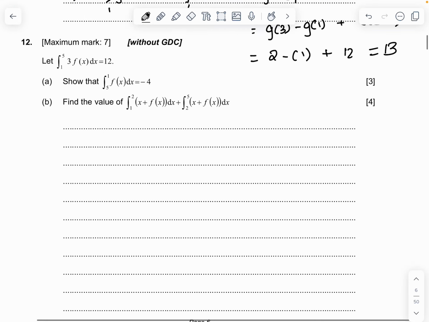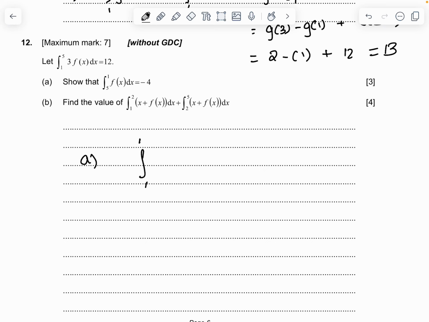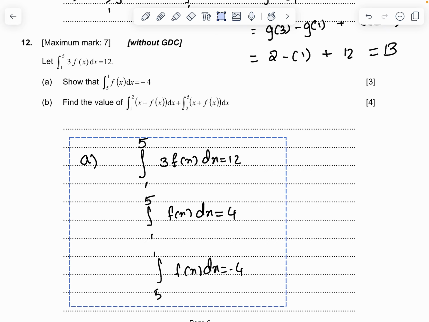Now integral of 3 times f of x dx equals 12. Show that the integral of f of x dx from 1 to 5 equals minus 4. So integral 1 to 5, 3 times f of x dx equals 12. Bring the 3 to the other side, the integral 1 to 5 of f of x dx will become 12 divided by 3, 4. When I swap the limits, the area gets the opposite sign. So it becomes negative 4. That's going to be the answer for part A.